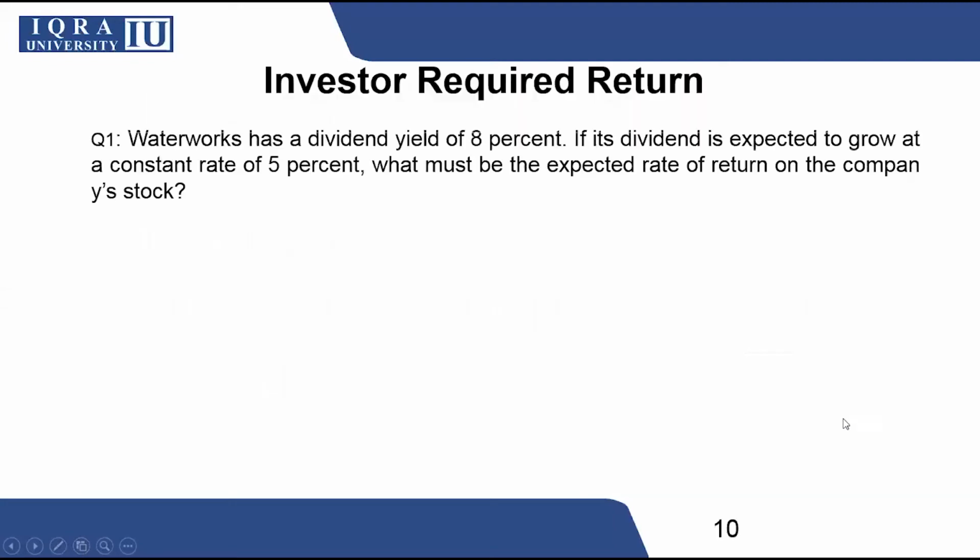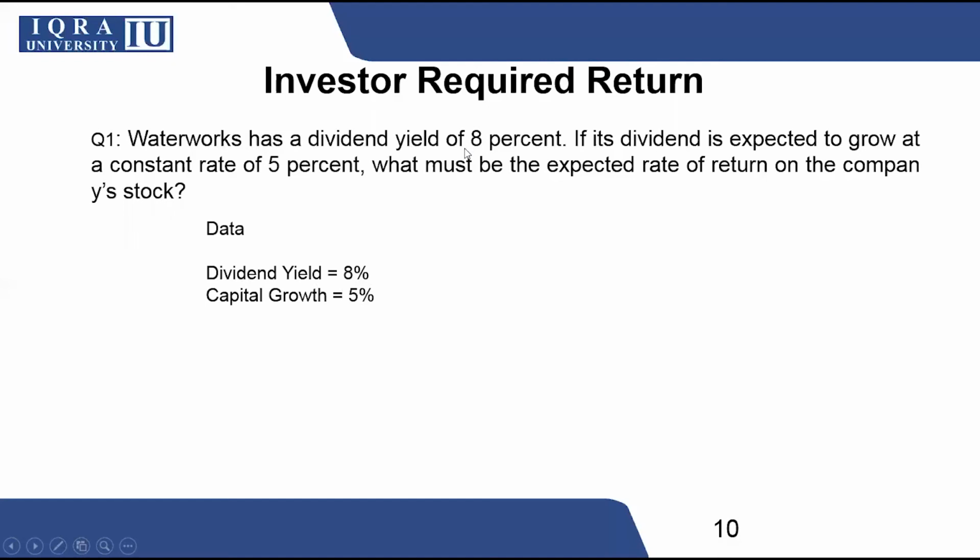Showing you a question for its understanding. Just assume that the dividend yield that an investor receives is 8%. If it's expected to grow at a constant rate of 5%, meaning this dividend will grow at a rate of 5%, what must be the expected rate of return on the company stock? So what is the expected or required return from the investor's point of view? Whenever a question is asking you to calculate expected return, you will go back to the previous slides we discussed, and this is the data which is available.